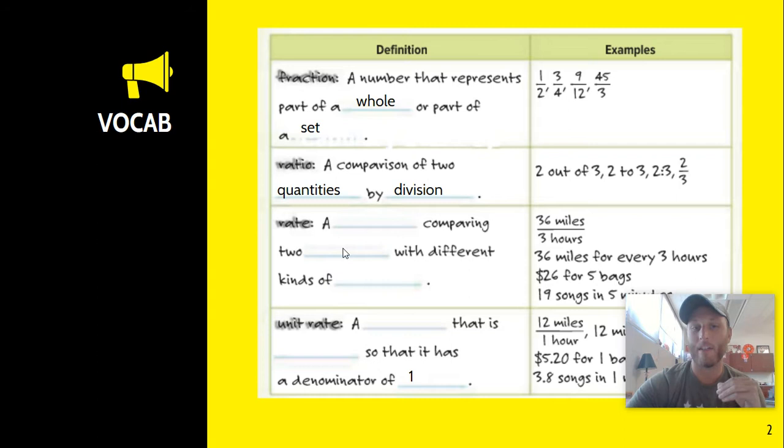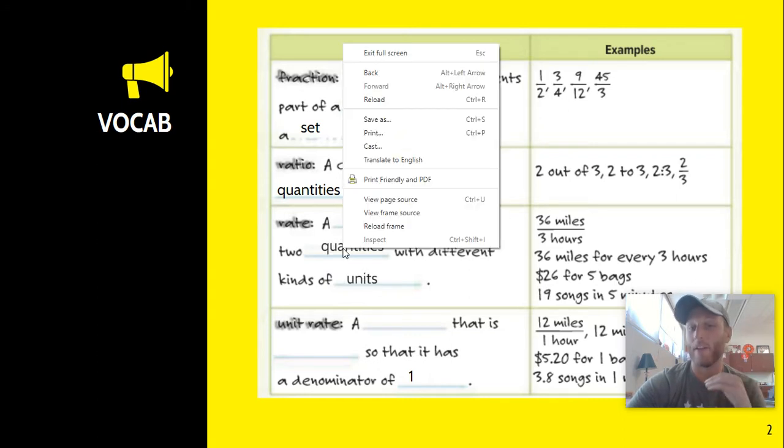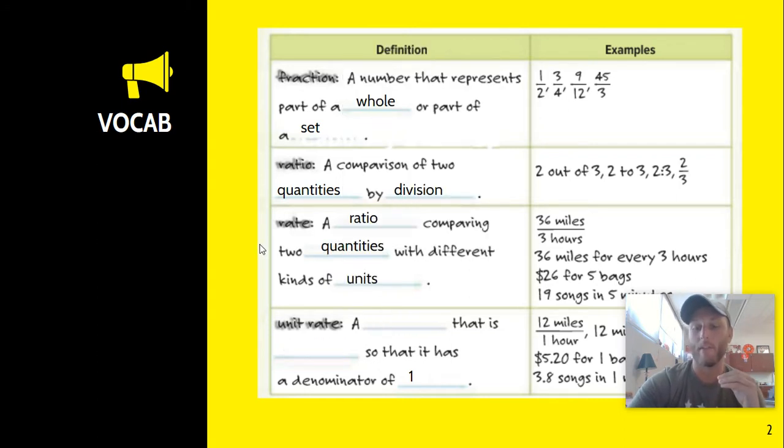Now today we're going to get into rates and unit rates. They're not overly difficult based on what we've been doing. A rate is a ratio, but it's comparing two quantities with different units. You can see over here on the side, if we're talking about you drive 36 miles in 3 hours, miles and hours are different, and we're going to use those to make our rate. So 36 miles for every 3 hours, $26 for 5 bags, 19 songs in 5 minutes. These are different types of rates that we will be using to solve. That's what we'll be working on in this chapter.